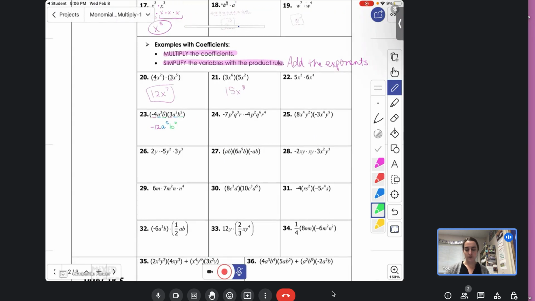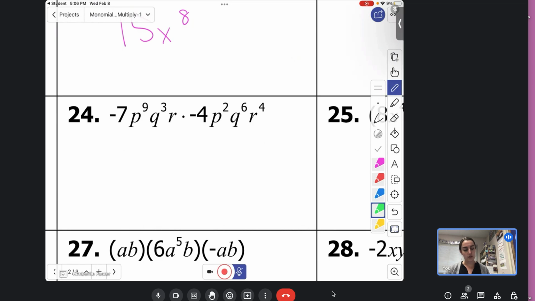Okay, I only have a couple more minutes here. Sometimes they don't put parentheses on them. If the parentheses make you feel more comfortable, you can put them on. I kind of like it better with parentheses myself. I don't know why. So -7 and -4 is positive 28.